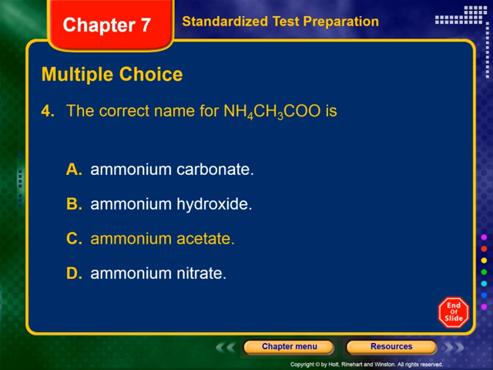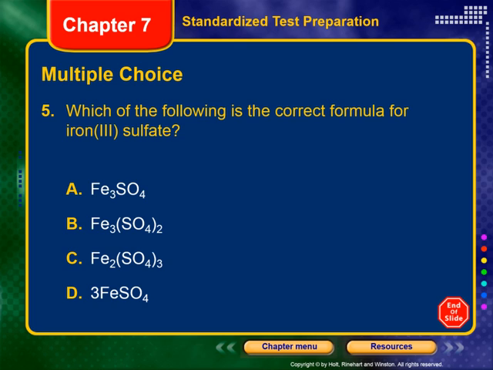But the question is what follows? The CH3COO, is that a carbonate? Is it a hydroxide? Is it an acetate? Or is it a nitrate? And as much as I would love it if you were so familiar with these polyatomic ions that you could memorize these and answer these off the top of your head, you don't have to. You're always going to have access to tables that give you these names.